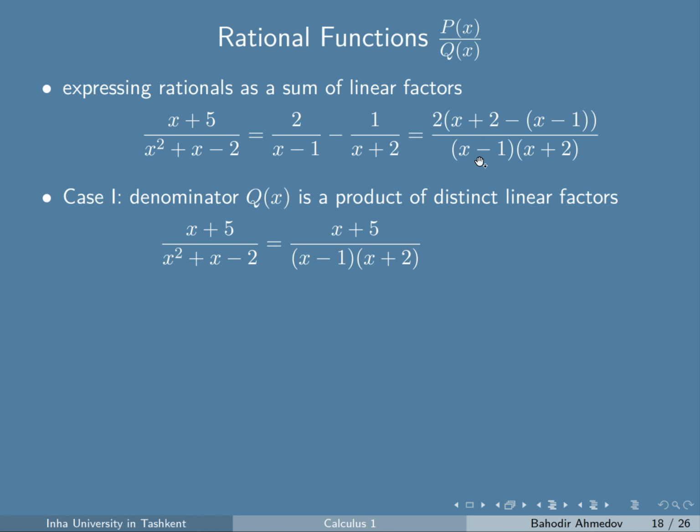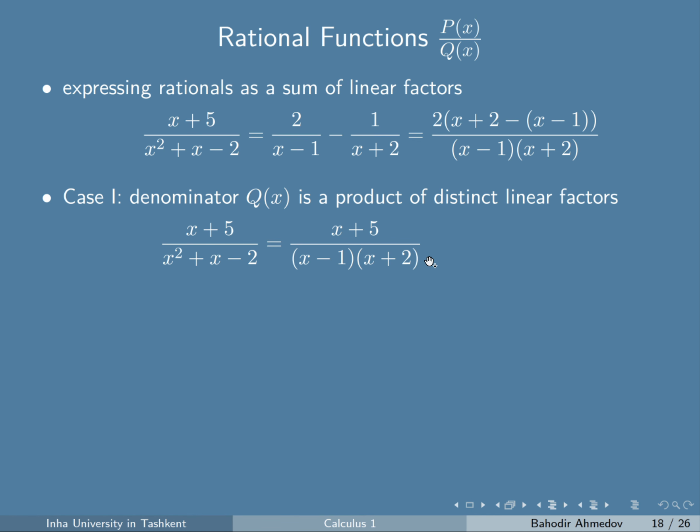So how did we know that this number is 2 and this number is 1? Basically, what is the general algorithm? First of all, we're going to consider three cases. The first case is where the denominator can be written as a product of distinct linear factors. For example, in this case, x squared plus x minus 2 can be written as x minus 1 multiplied by x plus 2.